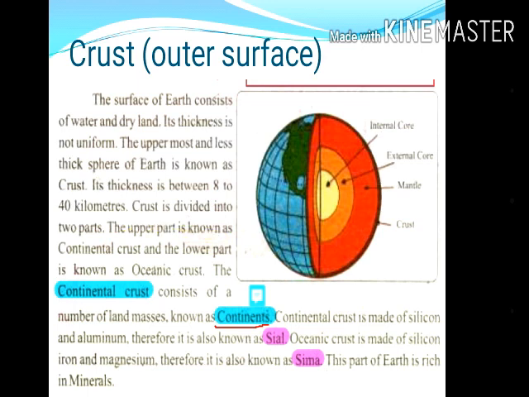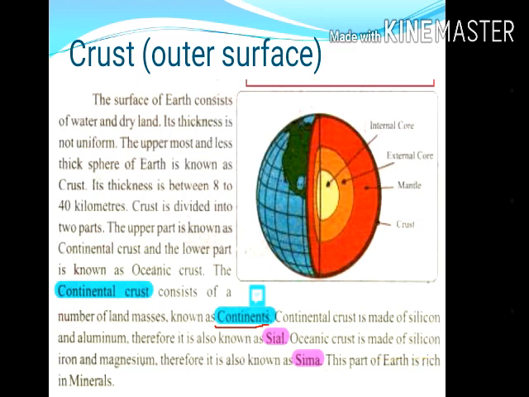The crust is divided into two parts as already told. The blue or water portion is oceanic crust and the green portion or land portion is continental crust. The continental crust consists of a number of land masses known as continents. There are total 7 continents in the world. Continental crust is made up of silicon and aluminium. Therefore, it is called Sial. Si is taken from silicon and Al is taken from aluminium.